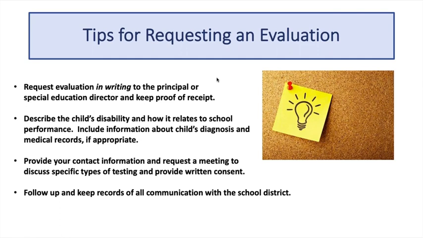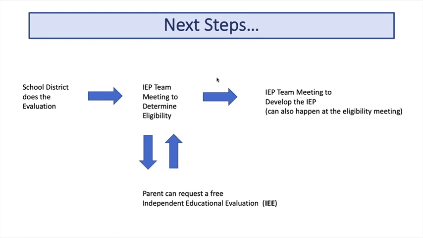Follow up, and keep records of all communication with the school district. You often hear lawyers say that if it's not in writing, then it didn't happen. Next step, the school district does the evaluation. There is an IEP meeting to determine eligibility. And here I showed that you can have a little detour, right? You could have a meeting where the school district says, based on the evaluation we did, we don't think this kid qualifies.